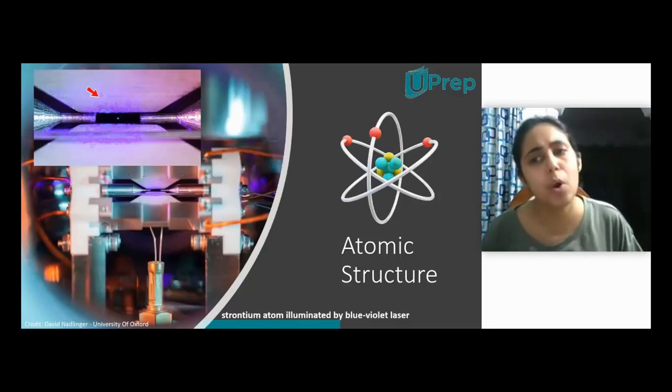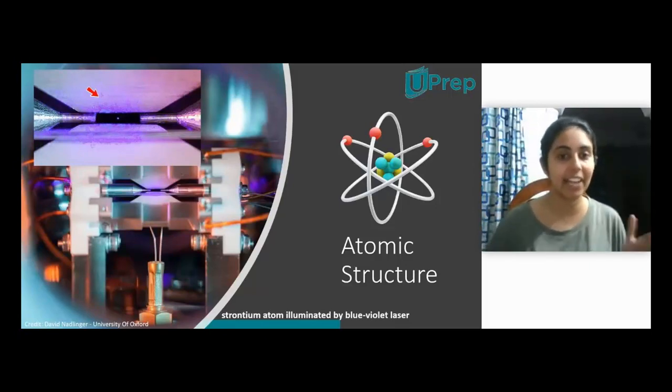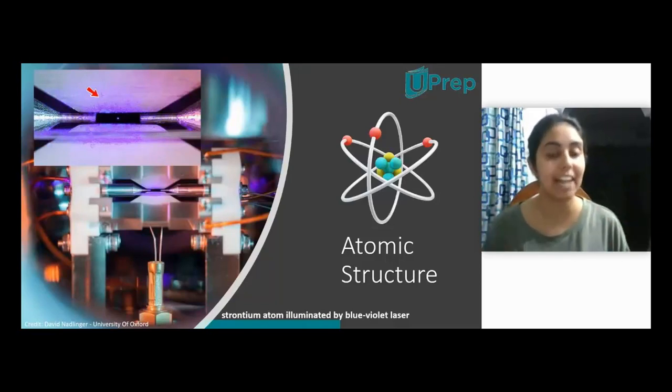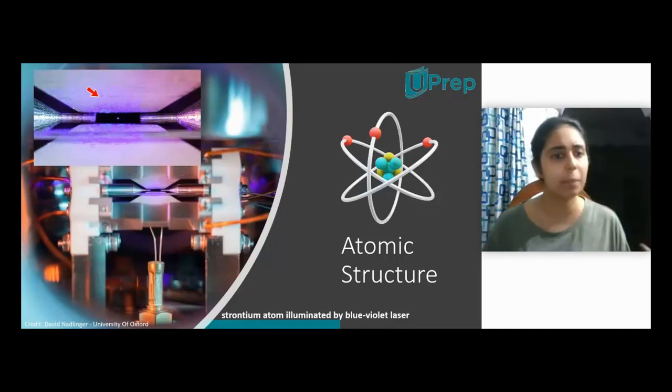Imagine, with all this technology, finally today, in this decade, we have been able to isolate an atom. Then how is it possible that back in the day, scientists were able to discover electrons, protons and neutrons, those subatomic particles, without ever seeing an atom?